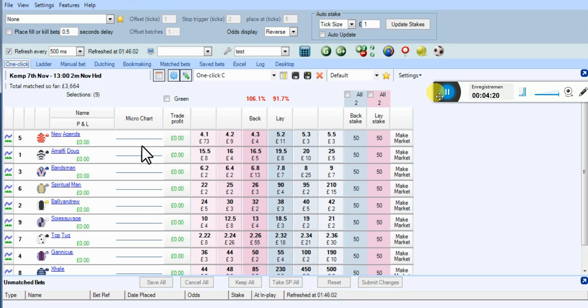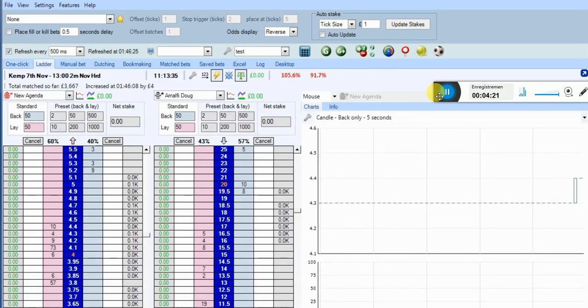Now, one of the other entry points I look for is, for example, on the other videos I mentioned that we're looking at backing and laying, scalping the actual favourite, and the reason being is that the bulk of the liquidity comes on the favourite horse. It always has, it always will. So we're looking at scalping and taking advantage of this liquidity.